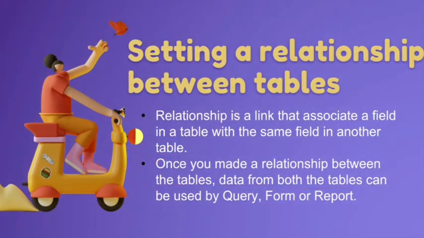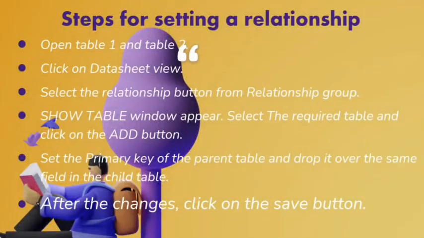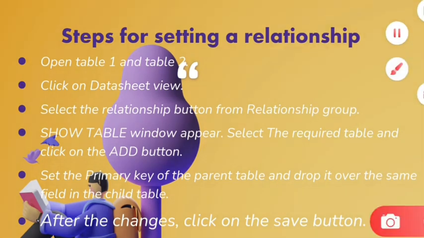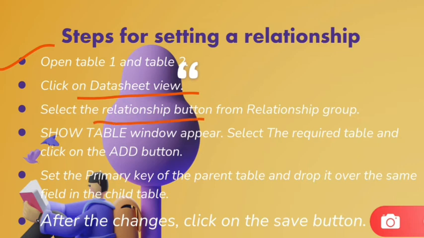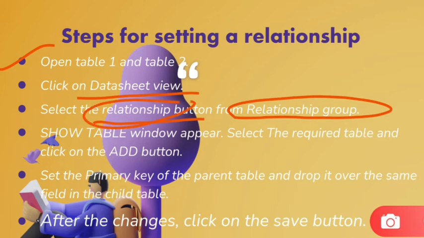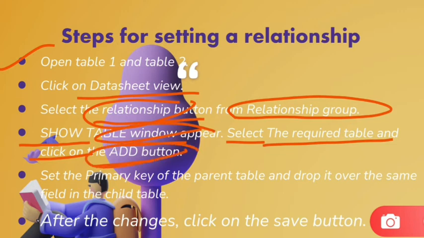Now we are going to see how we can create a relationship between the tables. First you have to open table 1 and table 2. Then go to the datasheet view. In the datasheet view you will find the relationship button in the relationship group. You have to choose this relationship option. Then a show table window will appear. You have to select the required table and click on the add button.